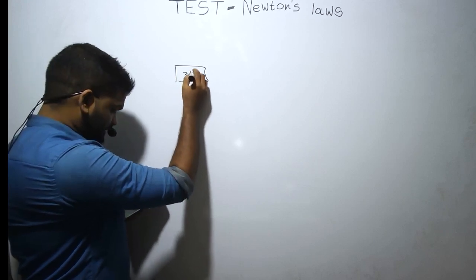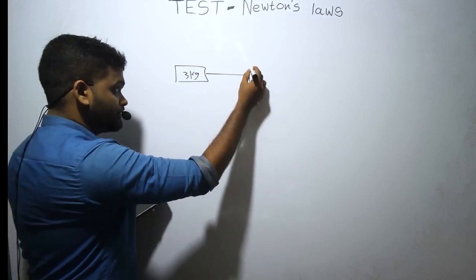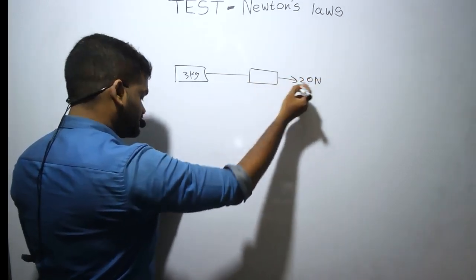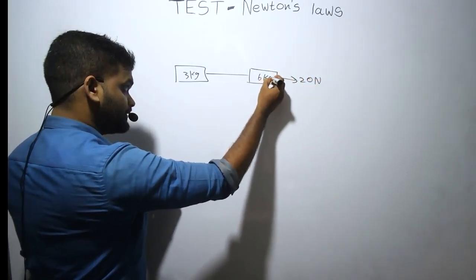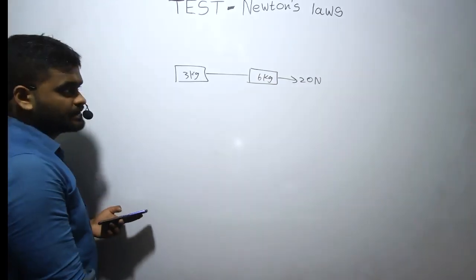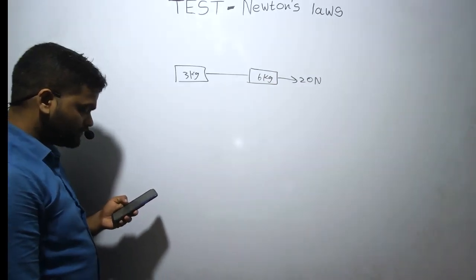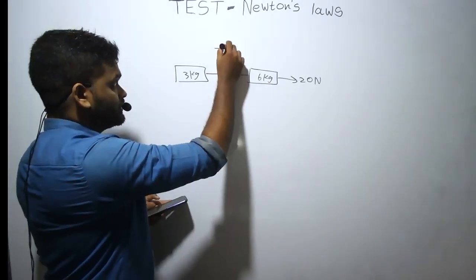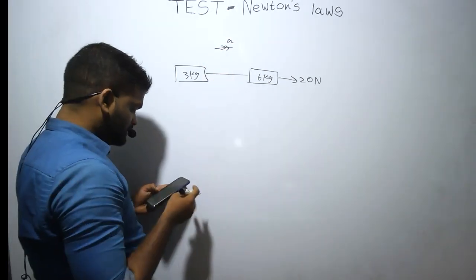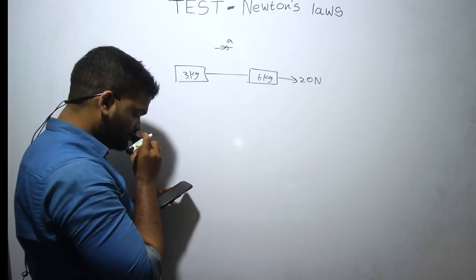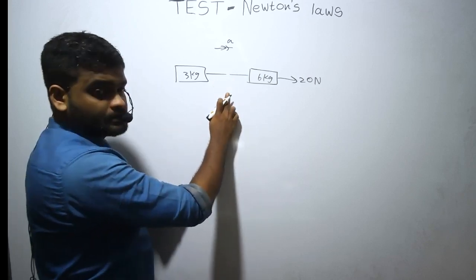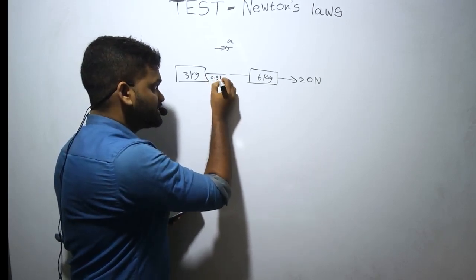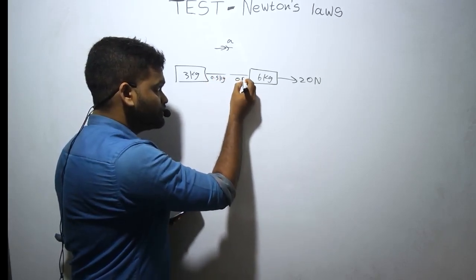So the trolley has 3 kg, and the string, there's 20 Newton applied on the 6 kg trolley here. So its system is like this. They're asking about the acceleration and the tension right at the center of the string. Center of the string means half of the string. So one side has 0.5 kg, other side has also 0.5 kg.